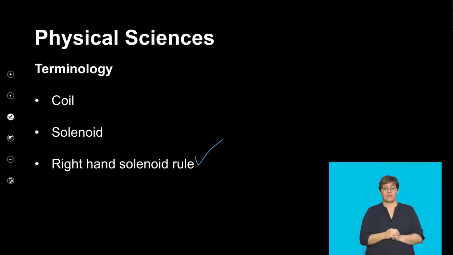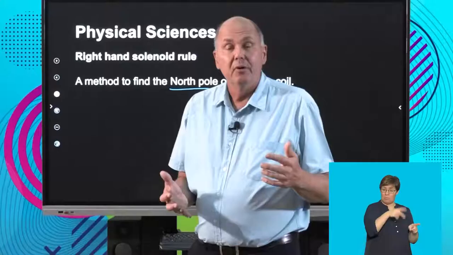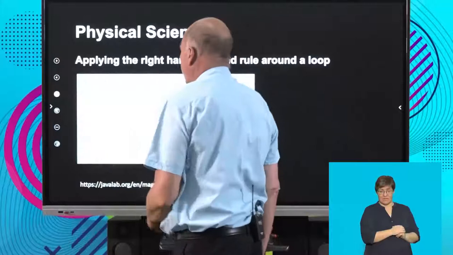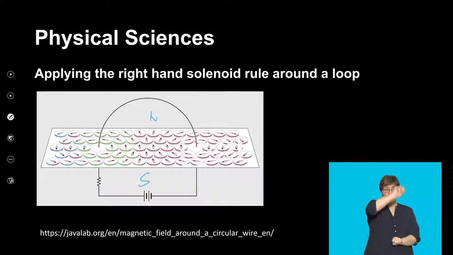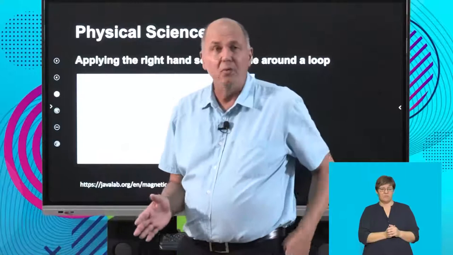Now, to really explain this, it's a method to find the north pole of a loop or a coil. We've already established that when we looked at the loop, it was an electromagnet, that it has a north pole and a south pole, and we looked at the one end, which happened to be from this end, and we recognized this is the south, and that over there is the north, and you see that. So what is this thing called the right-hand solenoid rule?